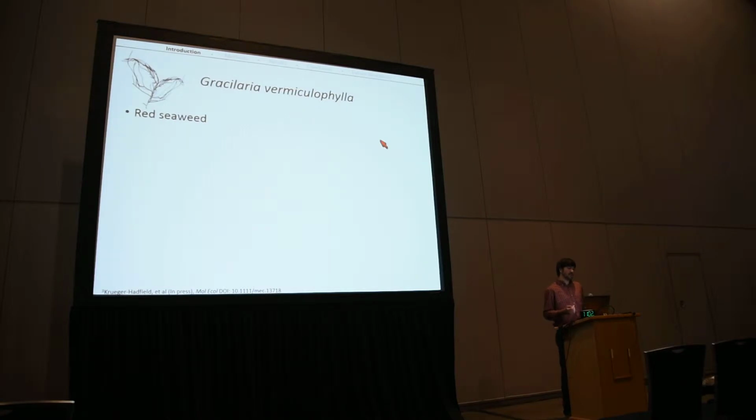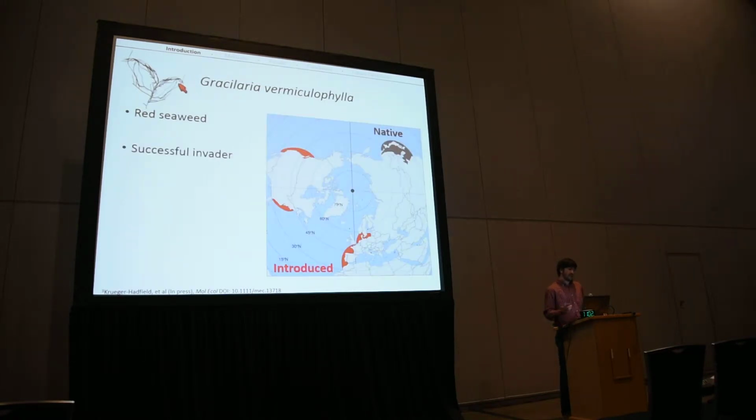Here I am going to discuss the invasive red seaweed, Gracilaria vermiculophylla, pictured in the top left. Gracilaria is a successful invader originating from the Northwest Pacific around Japan, in the map shaded in black. And it has been introduced to the red regions along Europe, the east coast of the US, and the west coast of the US.